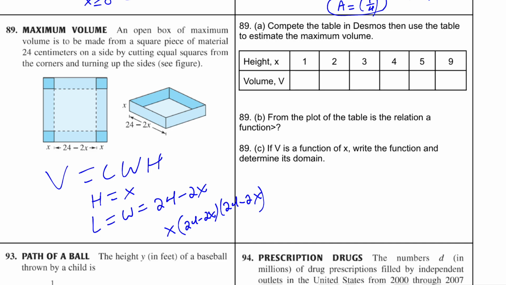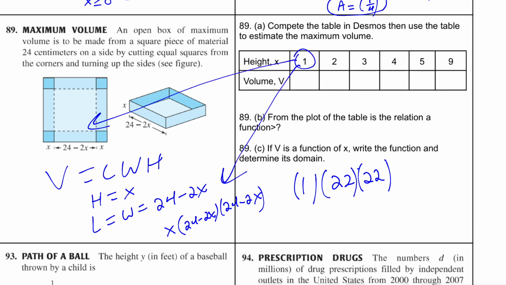For example, if it's 1, like for the first one in this table, that's really just going to be 1 times 22 times 22, because we can plug in 1 to this, or over to here in the picture. So I made a table in my calculator with this formula, and I see that this is 484, this is 800, this is 972, this is 1024, this is 980, and this is 864. So based on what we are seeing here, yes, it's a function.